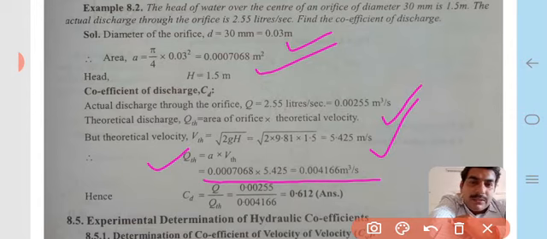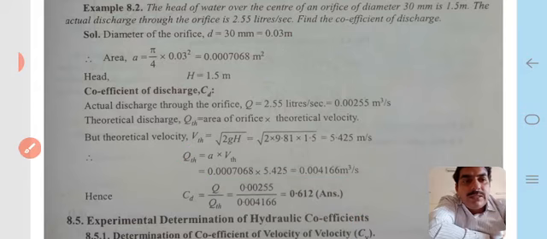Therefore the coefficient of discharge is equal to the ratio of actual discharge upon theoretical discharge. Putting these values, the coefficient of discharge is calculated as 0.612.